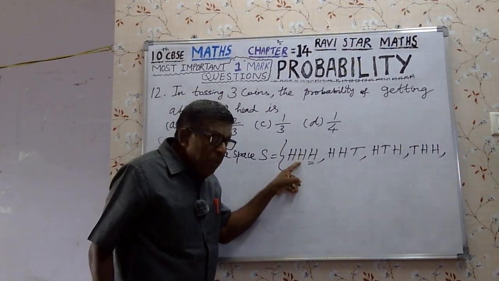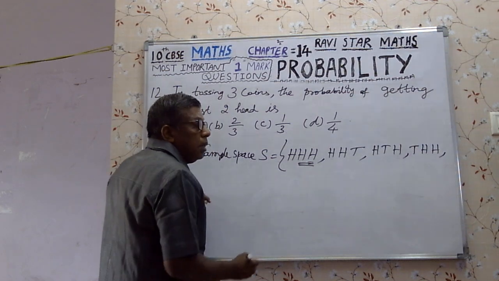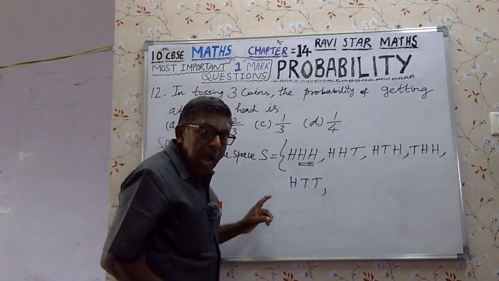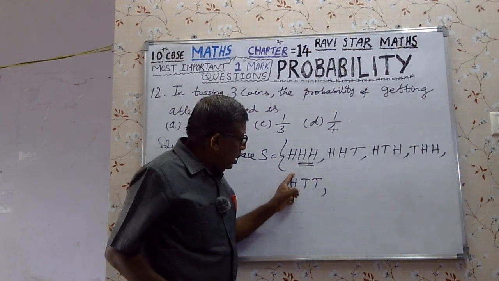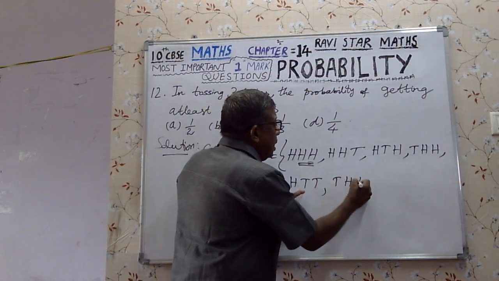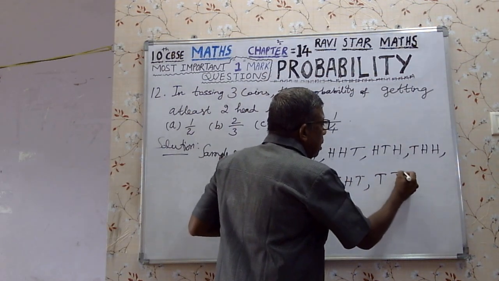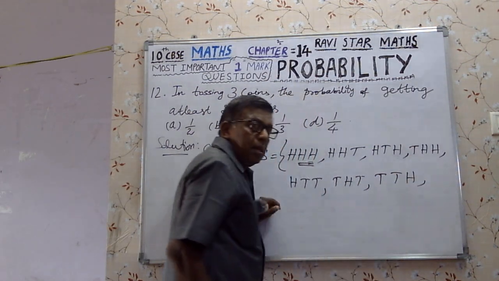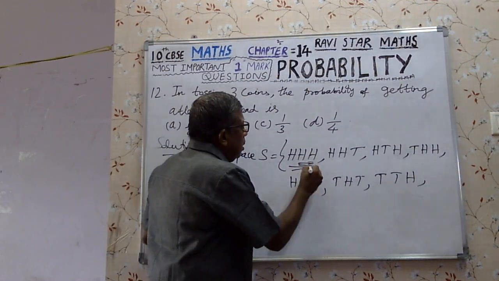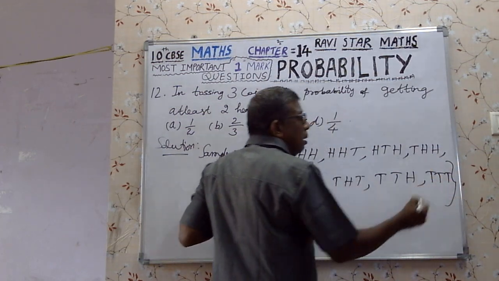Now I am removing 2 heads. That is H, T, T. I am interchanging H. H here, then next H here. T, H, T. Then H here. T, T, H. Next, I am removing all the heads. Then T, T, T.